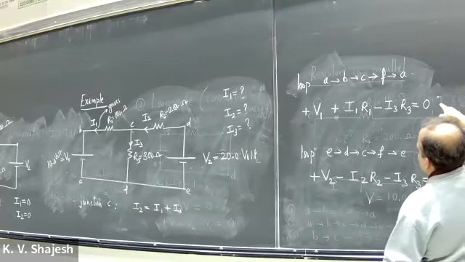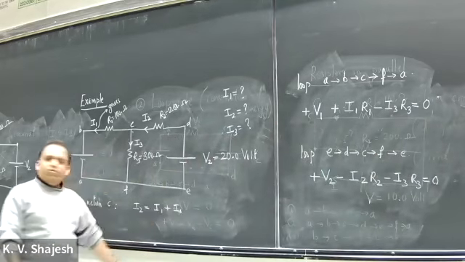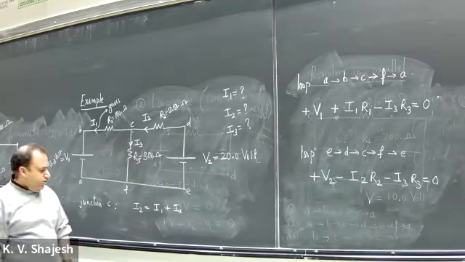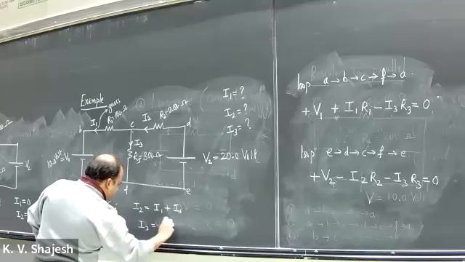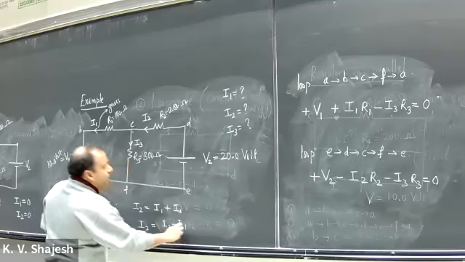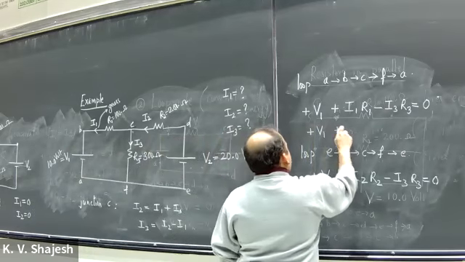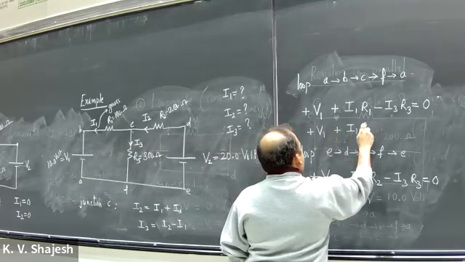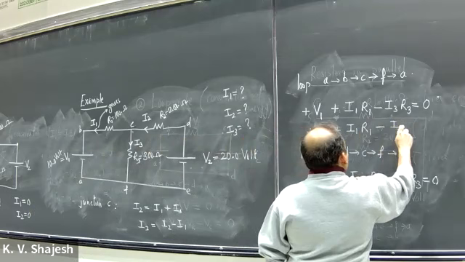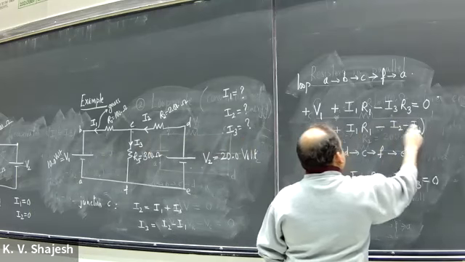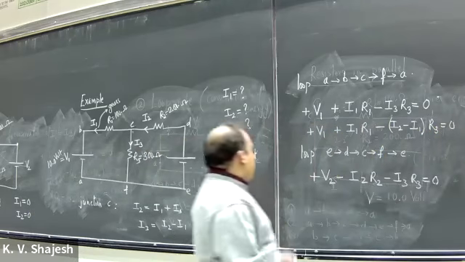Let's immediately rewrite this. Let's first replace I3 in terms of I1 and I2, so that I have only two unknowns left. I3 is I2 minus I1. So that's plus V1 plus I1 R1 minus of I2 minus I1 times R3 is equal to 0.